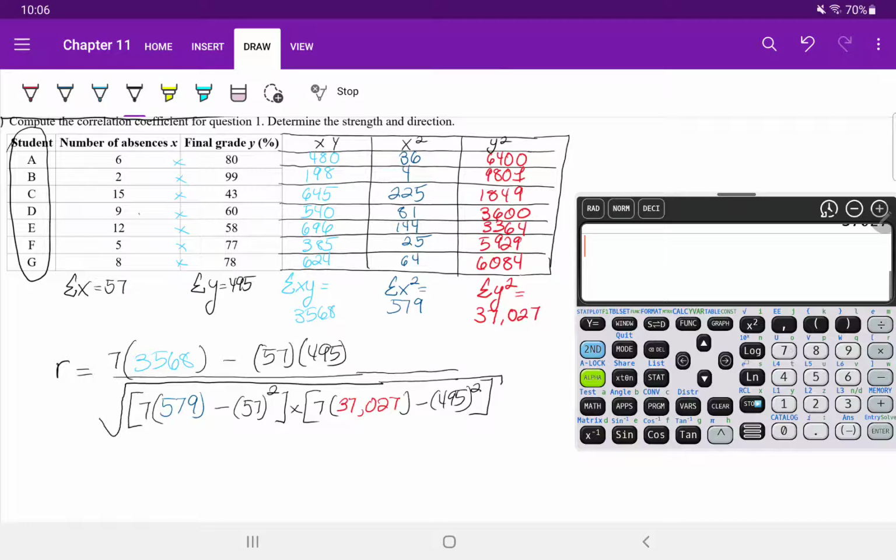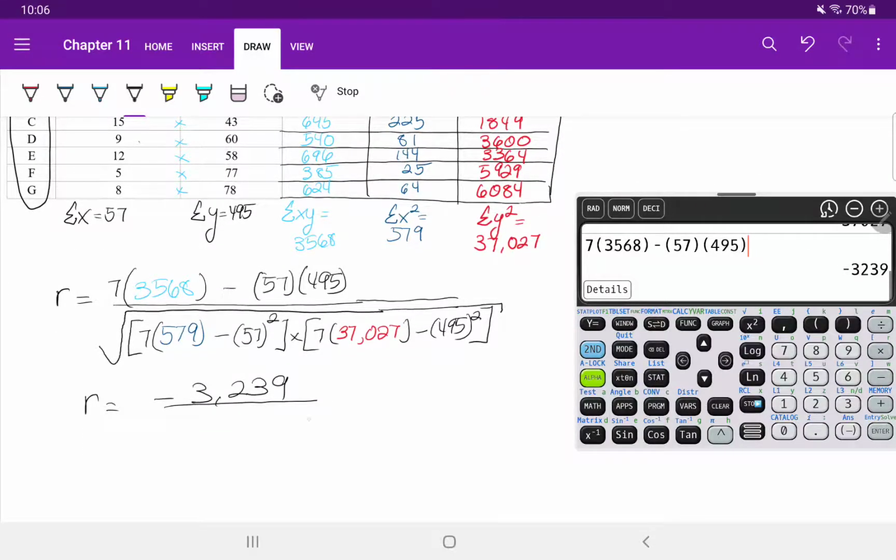Let's start calculating. So let's do our numerator. 7 times 3,568 minus, I'm doing the numerator all at once. And I'm following PEMDAS. 57 times 495. That equals to negative 3,239. Let's put a bigger fraction bar.